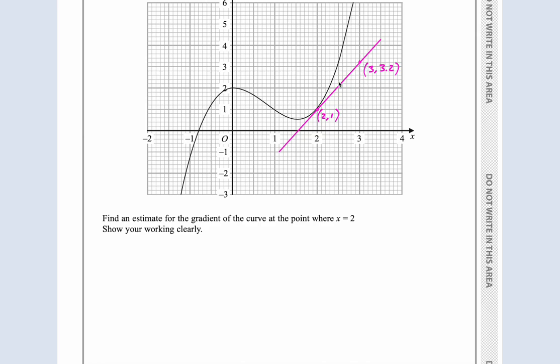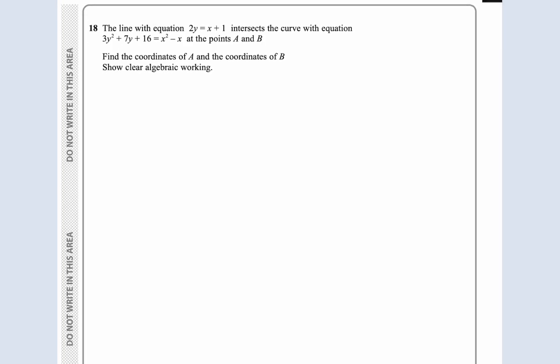So I need to find the gradient of that. The gradient, let's say m, is equal to, well, let's write the formula, y2 minus y1 over x2 minus x1. y2 is 3.2, y1 is 1, x2 is 3, x1 is 2. That works out quite nicely, guys, because the denominator is 1. 3.2 minus 1 is 2.2. And that's kind of bang in the middle of what they said is an acceptable range. They said accept anything from 1.5 to 3. So that's pretty good.